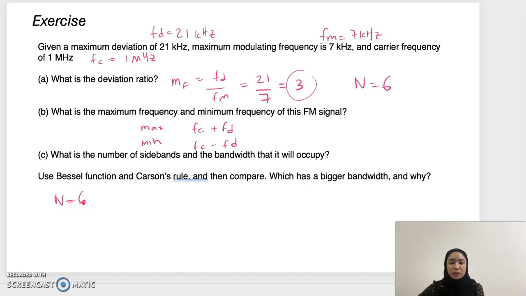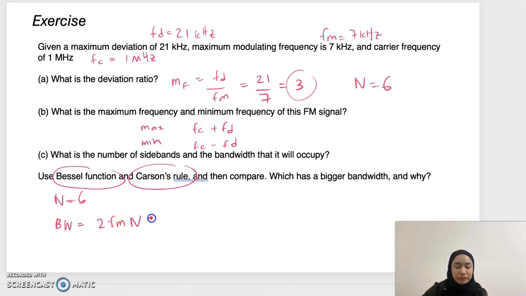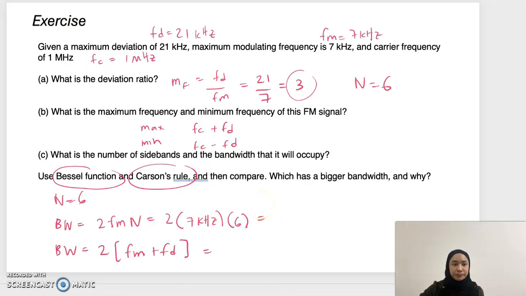And what is the bandwidth that it will occupy? So we will be using two equations. One is from the Bessel function and one is from the Carson rule. For the Bessel function, bandwidth would be equal to 2 FM times N. So 2 times 7 kilohertz times 6. That would give me 84 kilohertz, right?